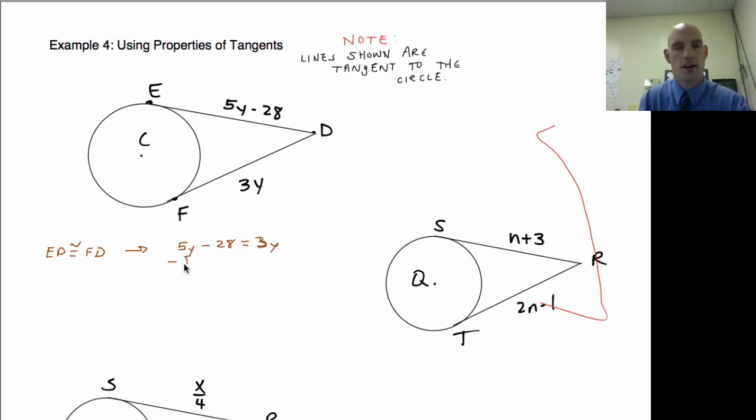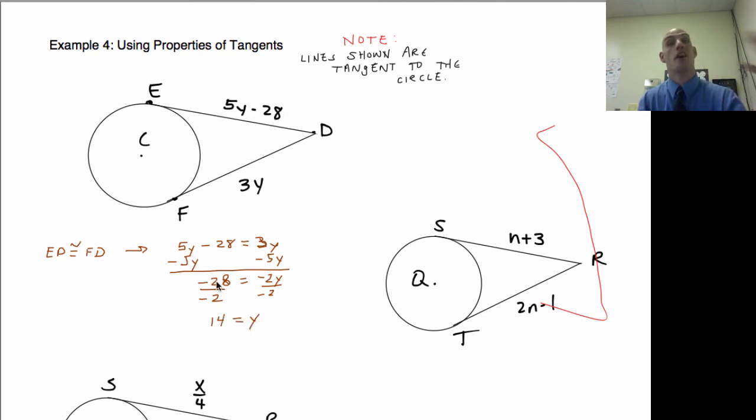If I subtract 5y from both sides, that's going to give me minus 28 equals minus 2y, and I divide on both sides using the division property of equality. 14 equals y.